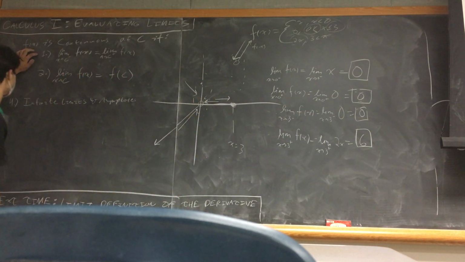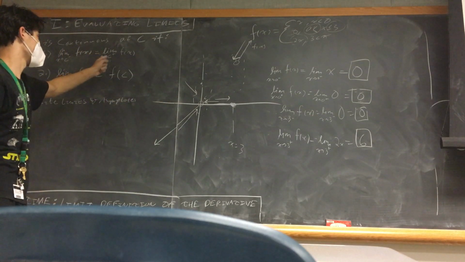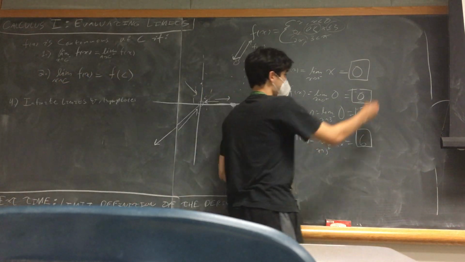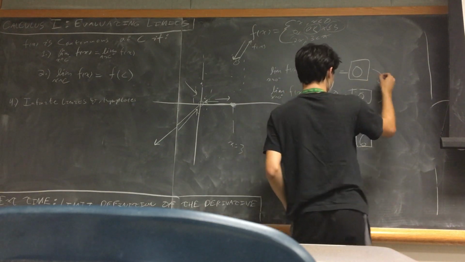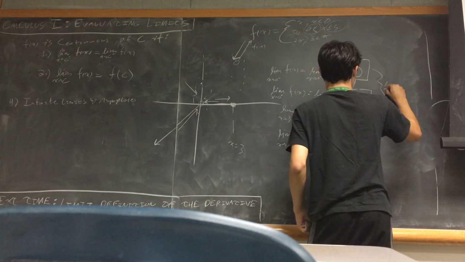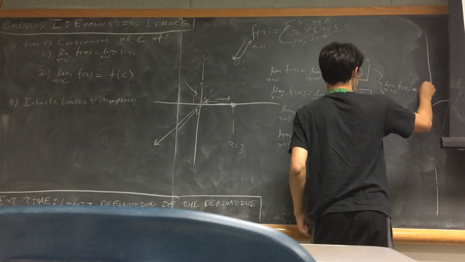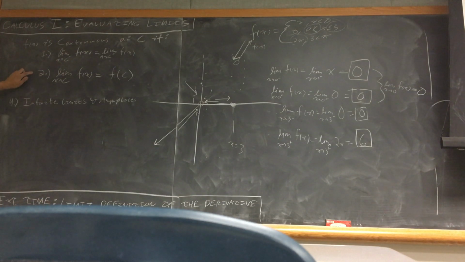Let's look at our first requirement. Is the limit as x approaches 0 from the left equal to the limit as x approaches 0 from the right? Yes, in this case it is. They're both equal to 0, meaning we can say that the limit as x approaches 0 of f of x is equal to 0. Now let's look at our second case.